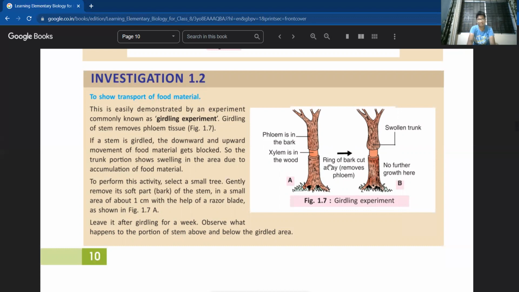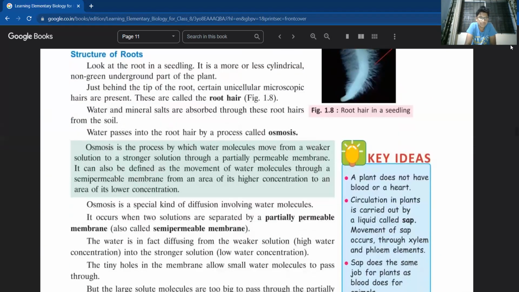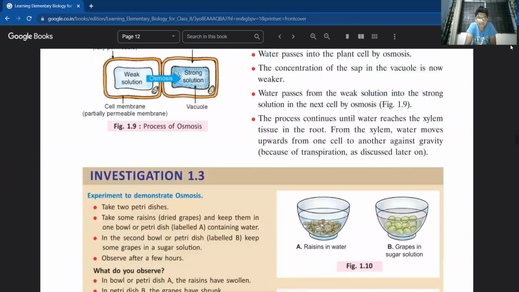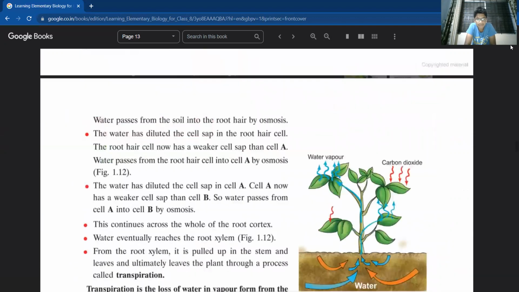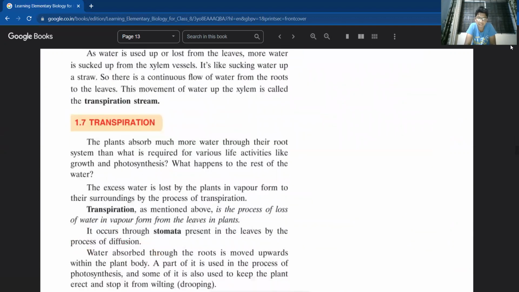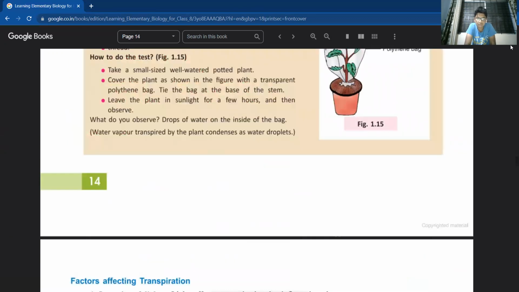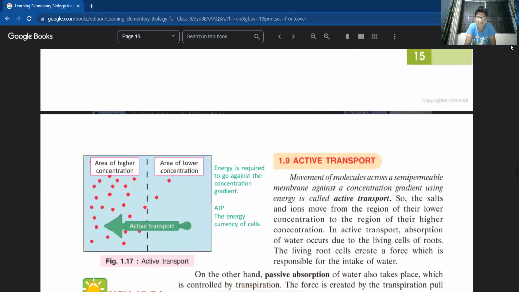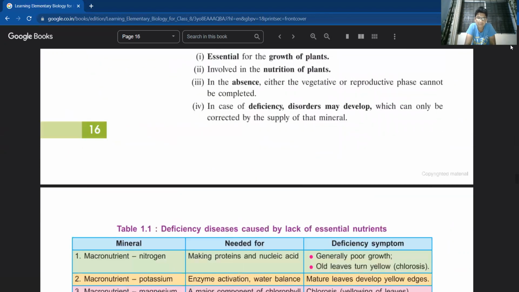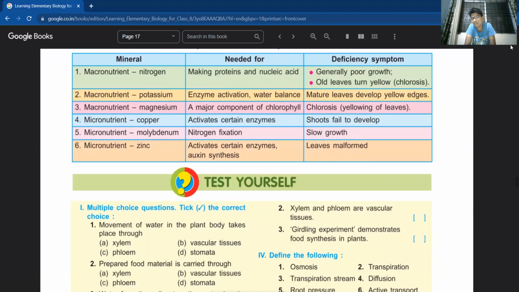So I guess, guys, that is part one of this chapter. On part two, what we'll be learning is absorption of water by roots. And then after that, we'll be doing investigation 1.3, the rise of cell sap. There's many more things: the real explanation of transpiration, and then two more investigations, and factors affecting transpiration, another investigation. Wow, this chapter is long. So we may or may not be completing the chapter tomorrow or today.